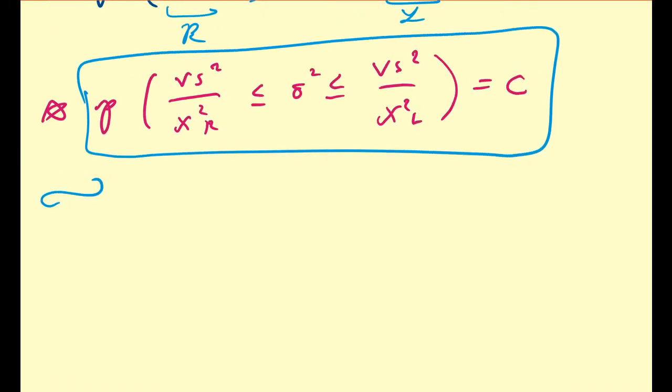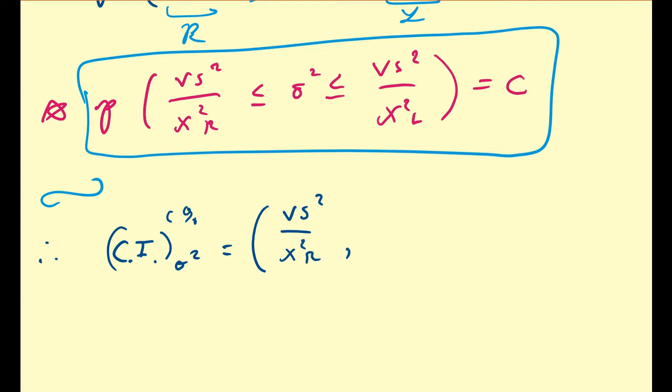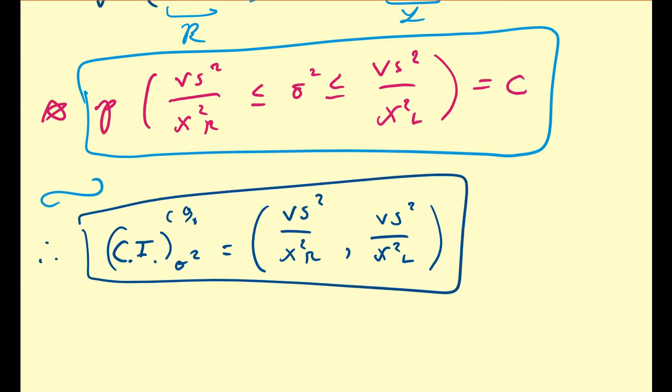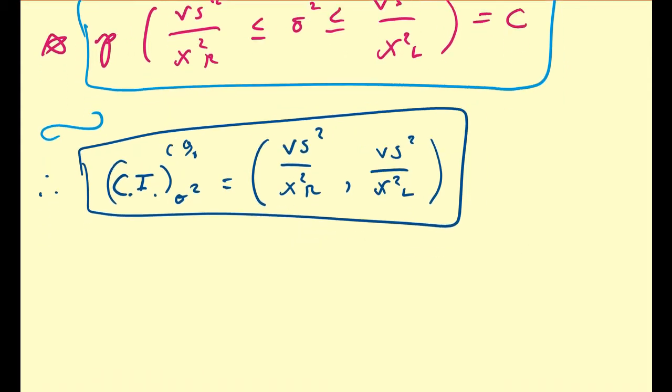All right, so let us write this in a formal notation. The confidence interval for some level of confidence C for the variance is going to be equal to nu s squared divided by chi square R, comma, nu s squared divided by chi square L, and this is going to be our confidence interval, where chi square R and chi square L are my right and left critical values of my confidence interval.